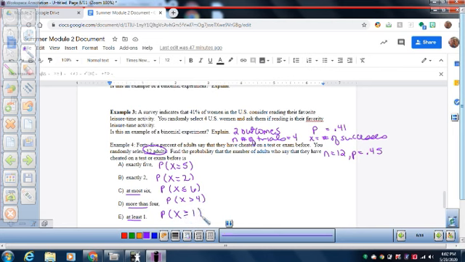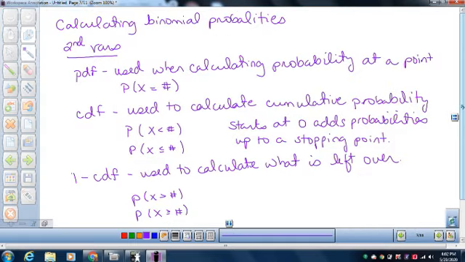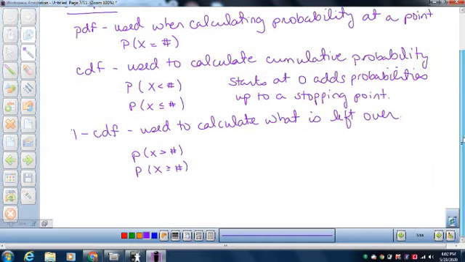Now, we're going to use the binomial PDF or CDF functions in the calculator. N is the number of trials. P is the probability of success.